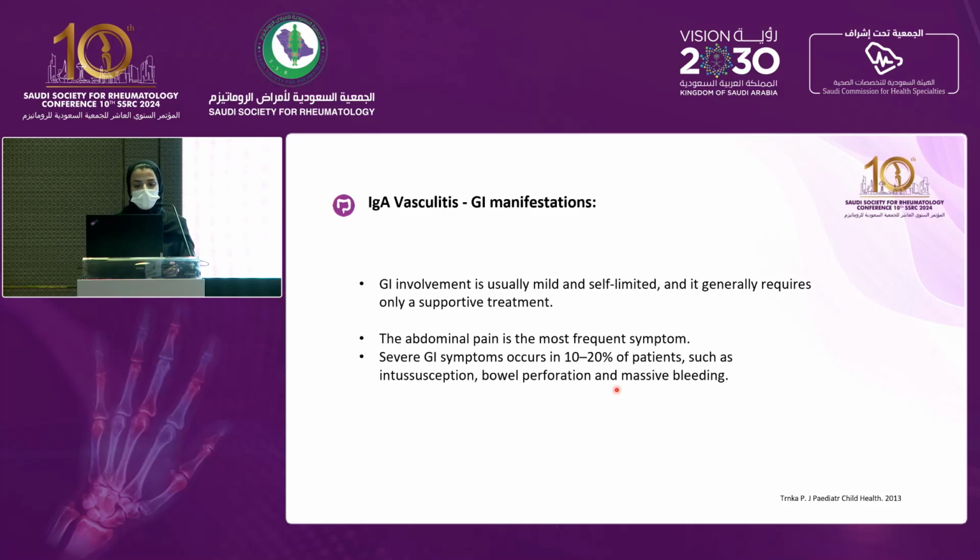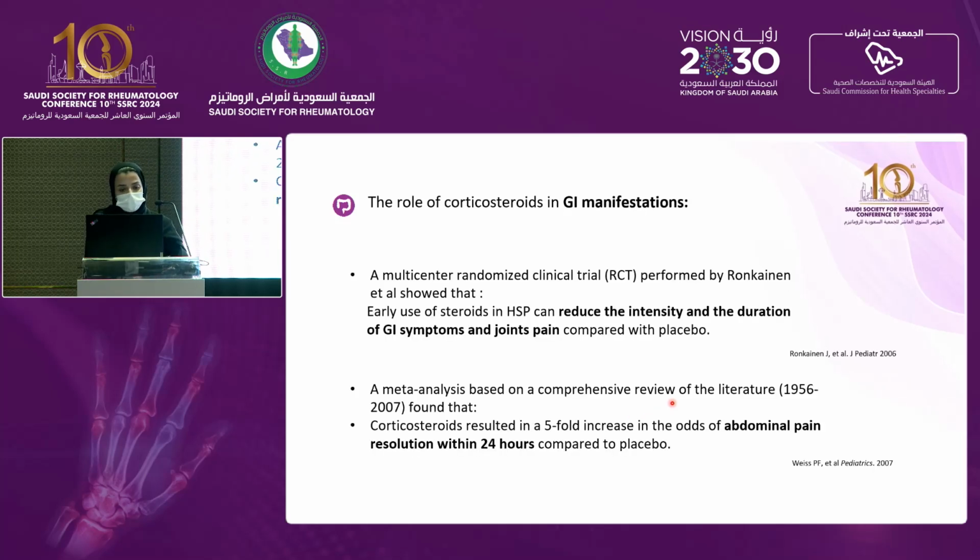So how about the GI manifestations? GI involvement is usually mild, self-limited, as we know, and requires supportive treatment. However, severe GI symptoms can occur in 10 to 20% of patients, such as intussusception, bowel perforation, and massive bleeding. So there was a multi-center randomized clinical trial that showed that early use of steroid in HSP reduced the intensity and duration of GI symptoms and joint pain. It was published in 2006.